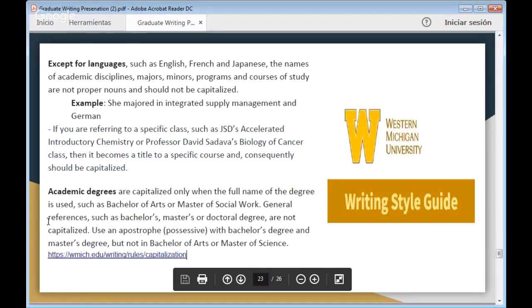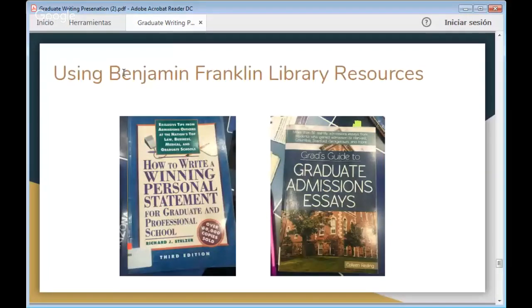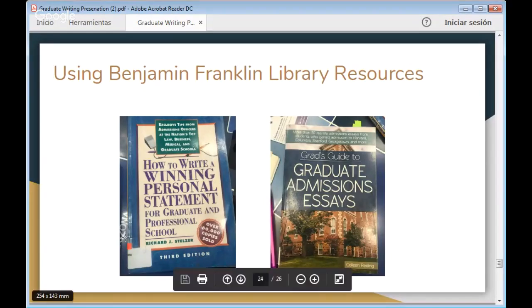Okay, so I wanted to note also the Benjamin Franklin Library in Mexico City has a lot of resources about how to write personal statements, a lot of example books. These are two particularly good ones I found here at the library. It's How to Write a Winning Personal Statement for Graduate and Professional School, and The Grad's Guide to Graduate Admission Essays. So these are located next to the Education USA office here in the Benjamin Library.